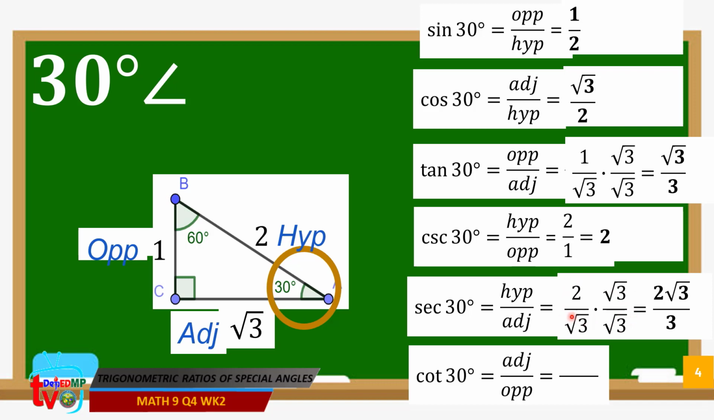So when we simplify, we have 2 times square root of 3. The answer is 2 square root of 3. For the denominator, square root of 3 times square root of 3 is square root of 9, further simplified as 3. And lastly, to solve for cotangent 30, it is adjacent over opposite, so square root of 3 over 1, which is simplified further as square root of 3. So there we have the 6 trigonometric ratios of a 30-degree angle.